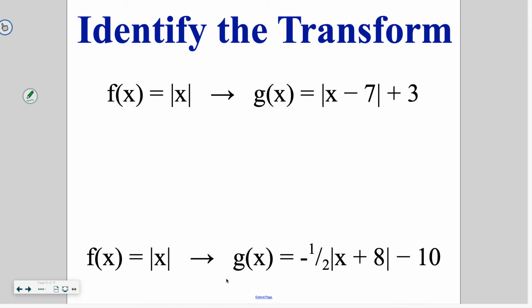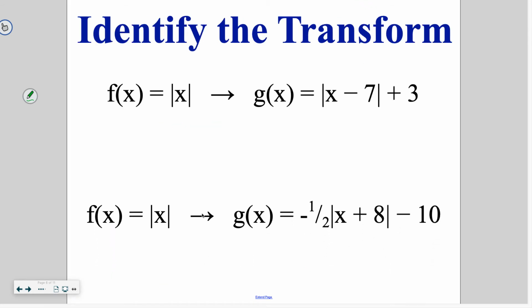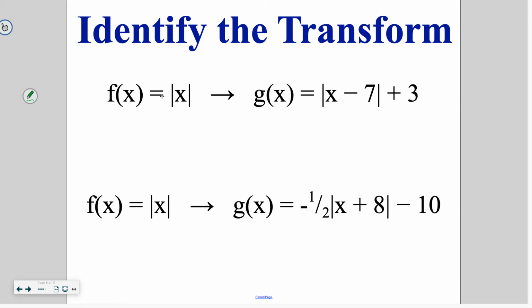So if we're looking at a few examples here, our first example says f of x is equal to the absolute value of x, and it's been transformed to say absolute value of x minus 7 plus 3. Right now we're simply identifying the transformation, so we're looking at which pieces are included. This -7 tells us that we are moving to the right 7, and then the plus 3 tells us that we are going up 3. So that's how the absolute value has been transformed.